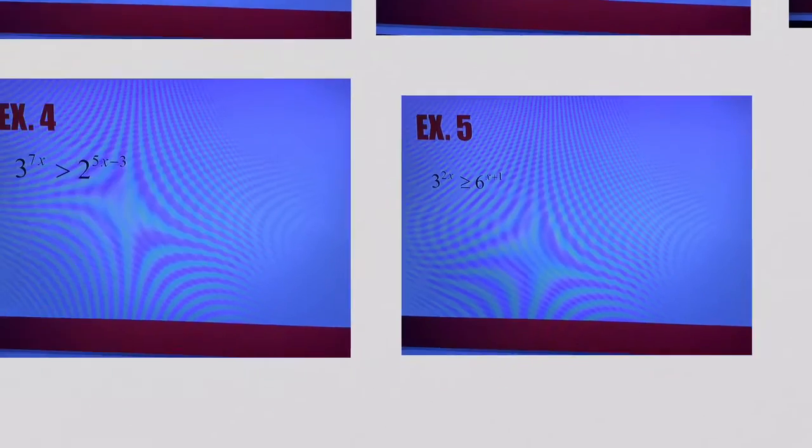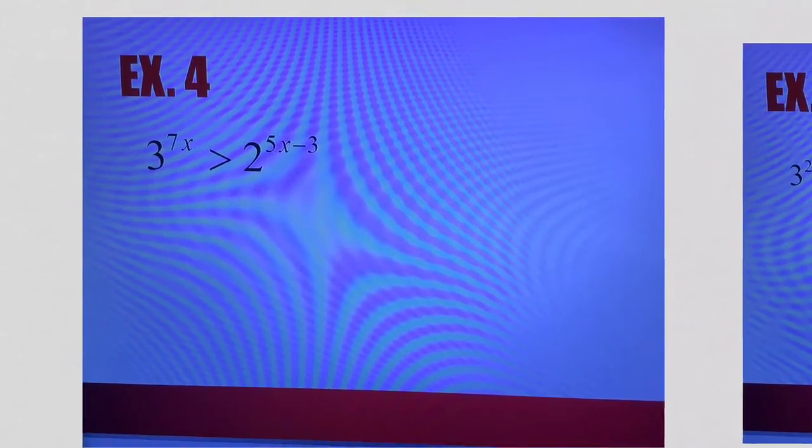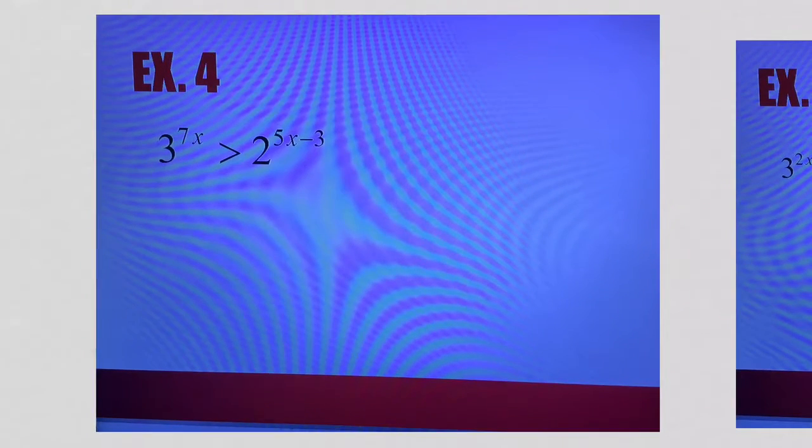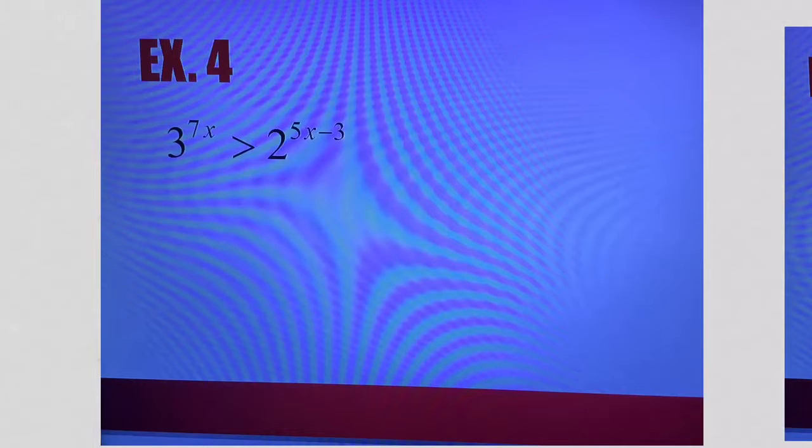So let's go ahead and go on to the first example. These are inequalities, but they're solved the same way. So we're going to first write log in front of both of these. So it'll be log of 3 to the 7x is greater than log of 2 to the 5x minus 3. And I am using just log base 10, so it'll be something we can put in our calculators.